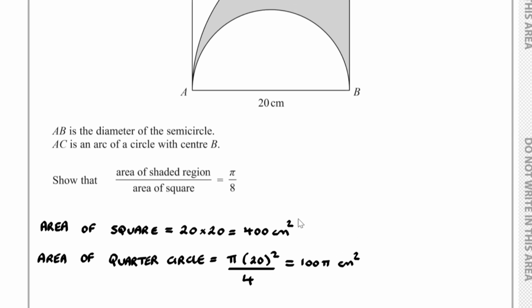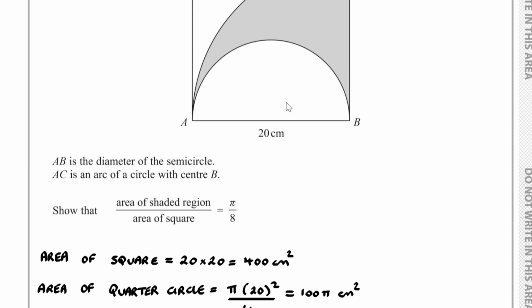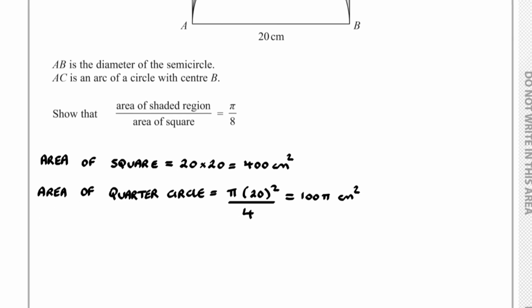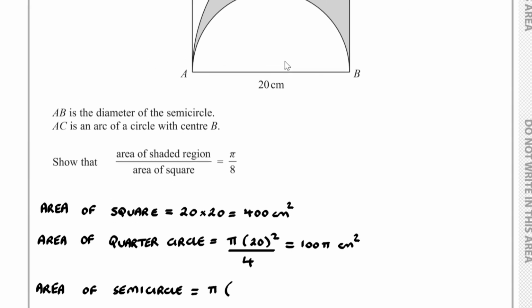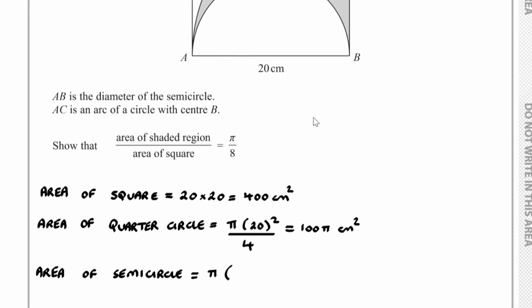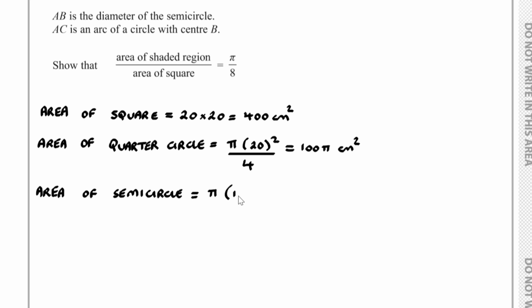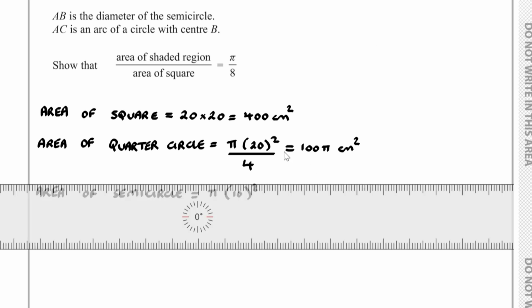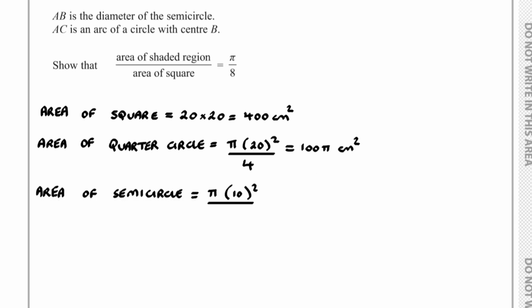centimeters squared. We can now find out the area of the semicircle. So the area of the semicircle is equal to pi times by, now the radius here will be half the 20 because 20 is the diameter, so half of that is 10, which is the radius, then squared, and then we divide by 2. So it turns out we get 50 pi centimeters squared for the area of the semicircle.